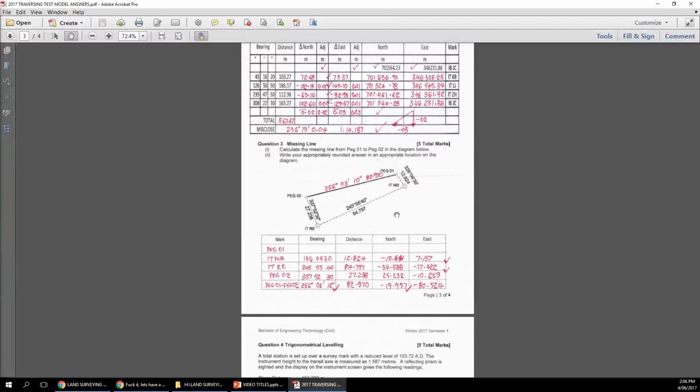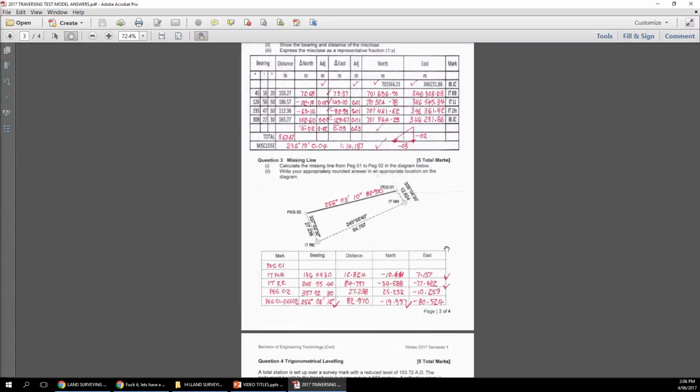Okay, now this brings us to question 3, the missing line. Now there's a number of people that got 98.33%, I think, in the exam. And the only reason they got that is because they didn't read this question properly.